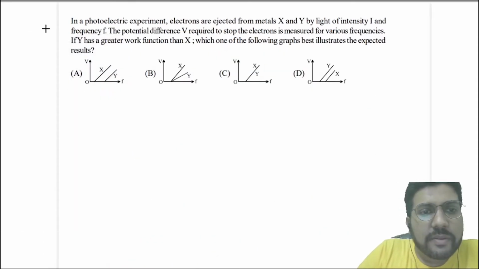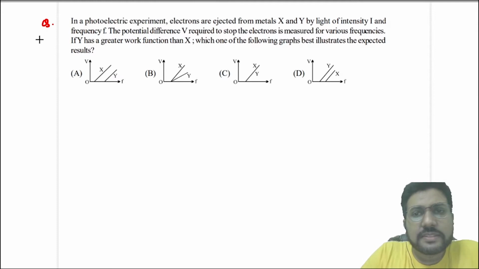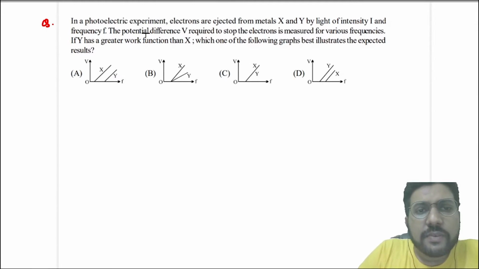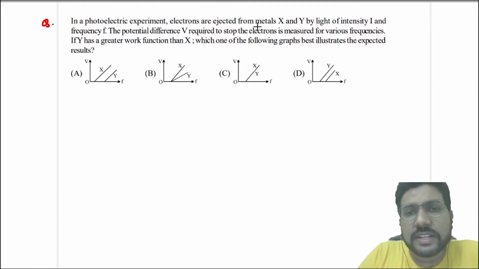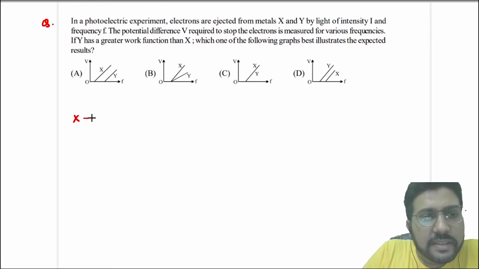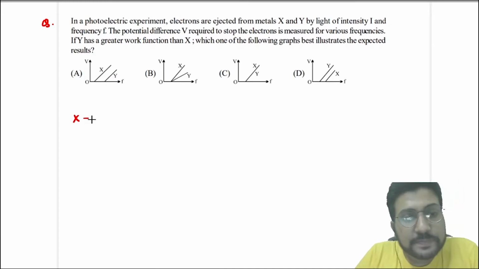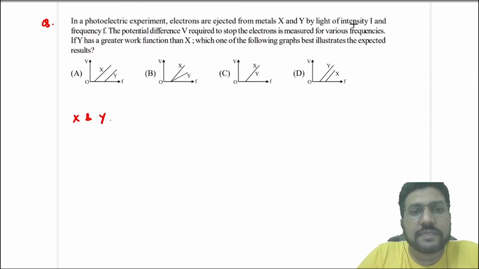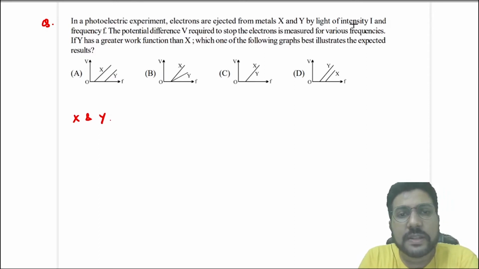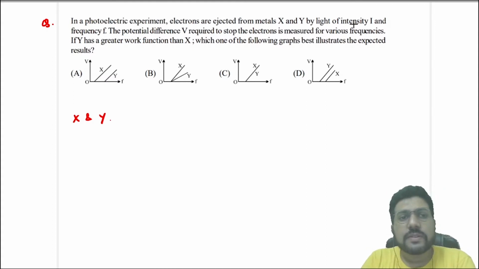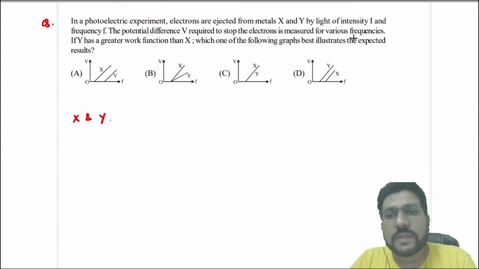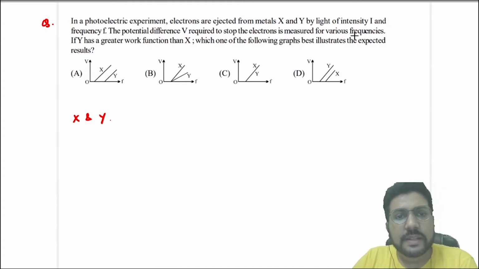Okay, now let us look at this question, and this is a fairly simple question. In a photoelectric effect experiment, the electrons are ejected from metals X and Y by light of intensity I and frequency F. The potential difference required to stop the electrons is measured for various frequencies. Now, if Y has a greater work function, then which of the following represents the best graph?